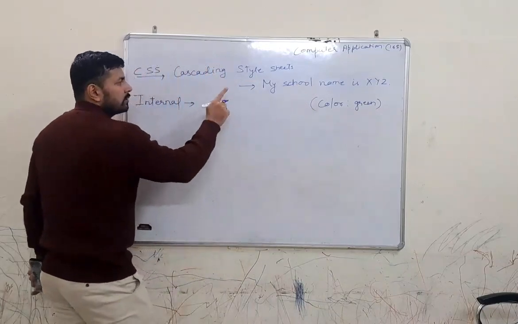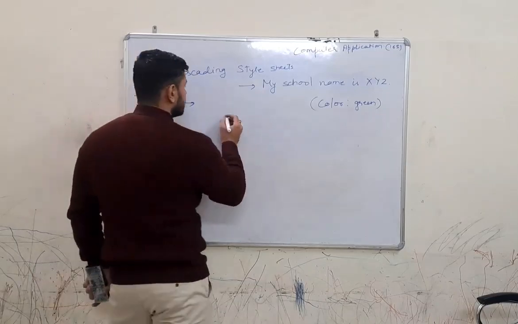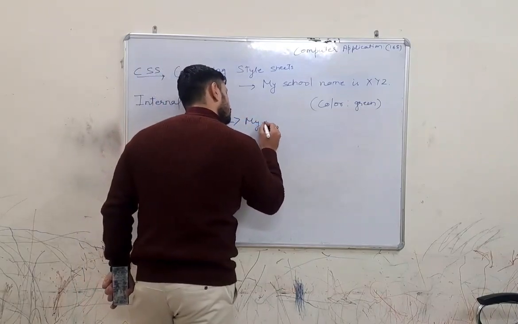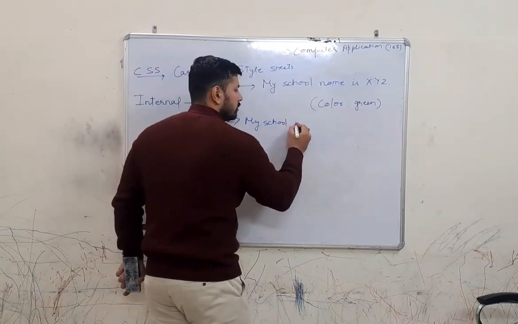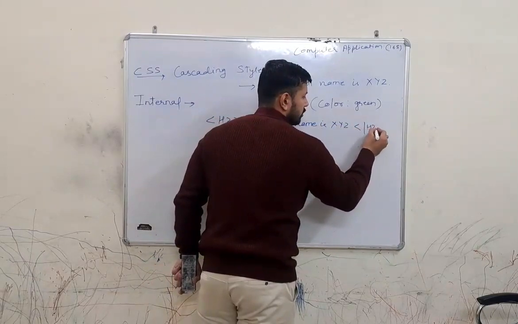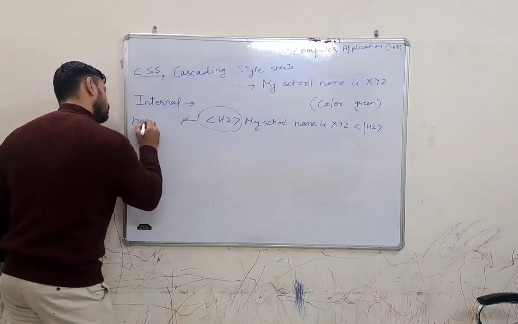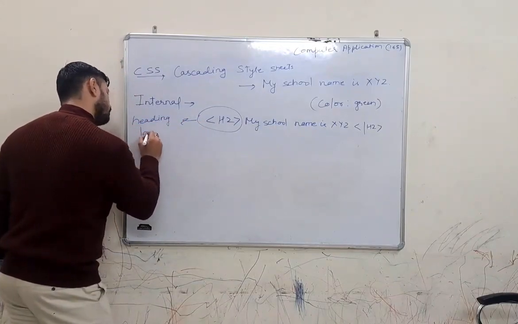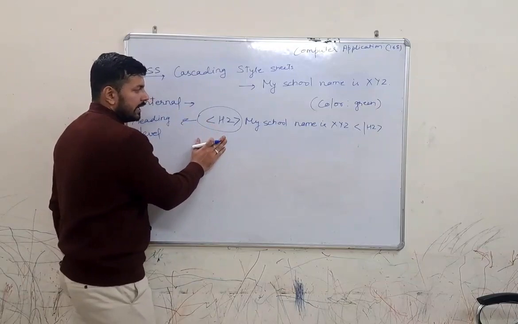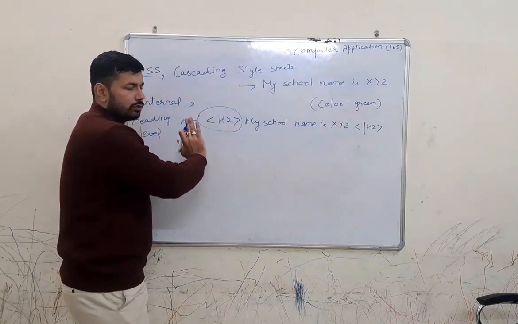First, we display it in a heading. Let me consider heading level 2: My school name is XYZ, heading level 2, close. This is the heading level. In internal CSS, I want to apply the color green to this tag. Which tag? The H2 tag.